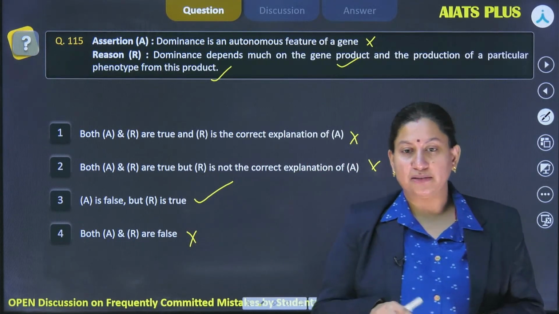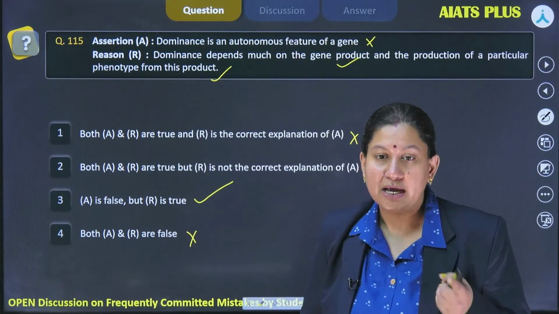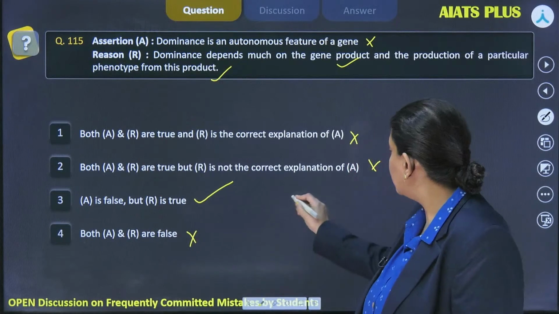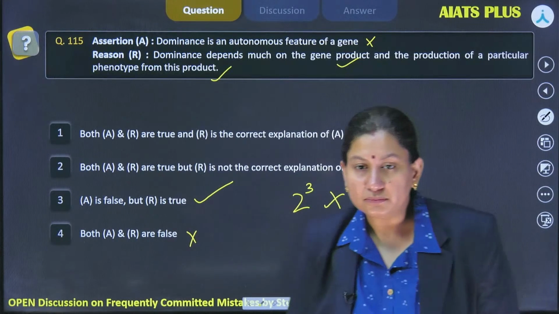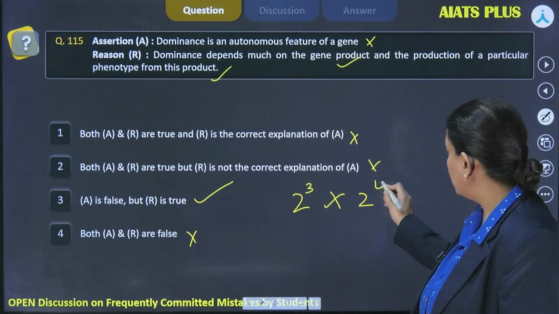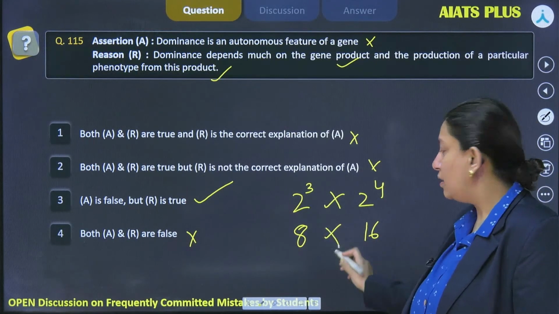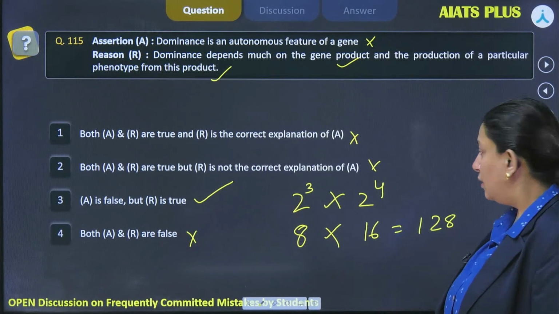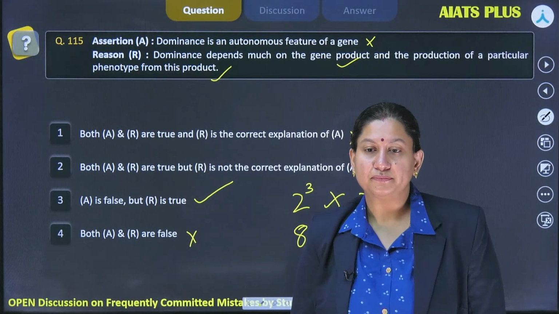Find the number of gametes, like you have said, for the genotype that you have given. The first parent is heterozygous at 3 loci, multiplied with the second one, which is heterozygous at 4 loci, right? So 2 to the power 3 is 8, 2 to the power 4 is 16, multiply it, and 128 would be the answer. Right? Is it clear, Ankul?